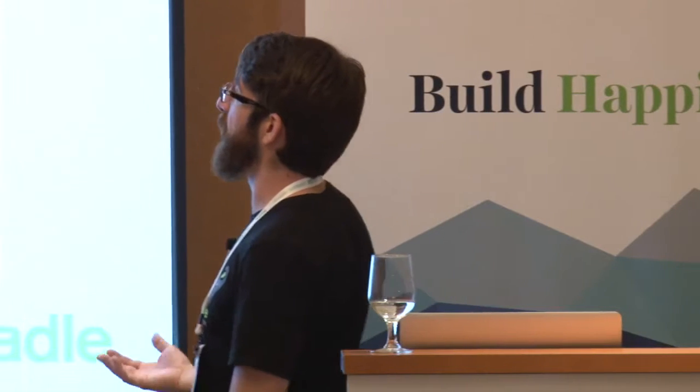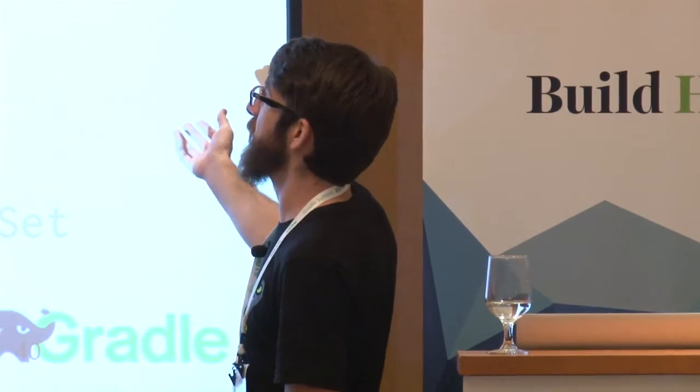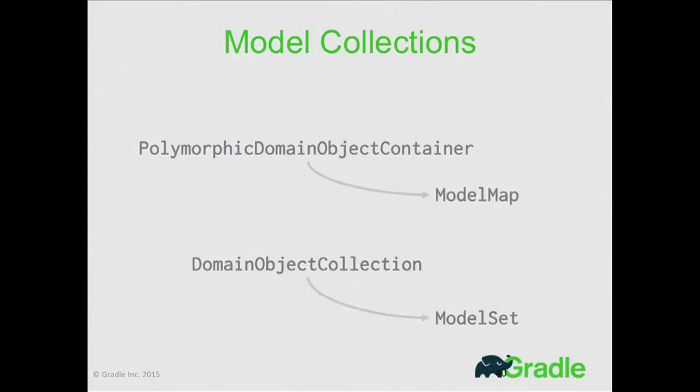So really for the purposes, I mean, this is kind of an oversimplification, but for the purposes of going from legacy plugins to new rules plugins, a model map is what used to be a polymorphic domain object container, right? Is some named collection of things that all extend from some kind of base type, right? And then a model set is just a domain object collection, just some collection of types for the most part. Their interfaces are not exactly the same, but very similar.